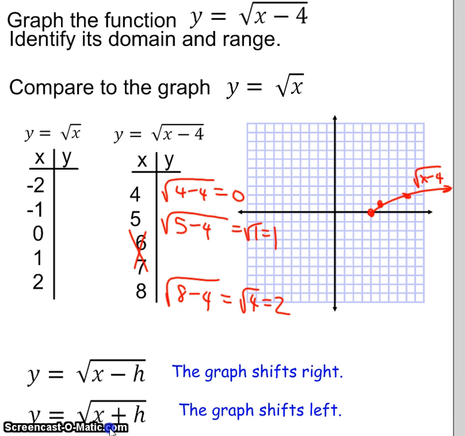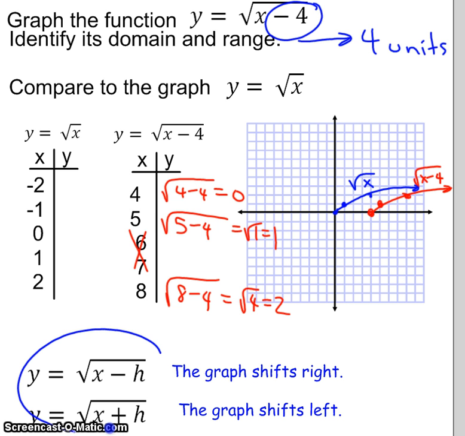The parent function is the square root of x, which looks like this. And what we see here is a sideways shift. But notice it's counterintuitive. If we subtract 4, we're actually going to shift it to the right 4 units. But if we would have added 4, we would have shifted it left. So that's summed up down here. So make sure we note that.